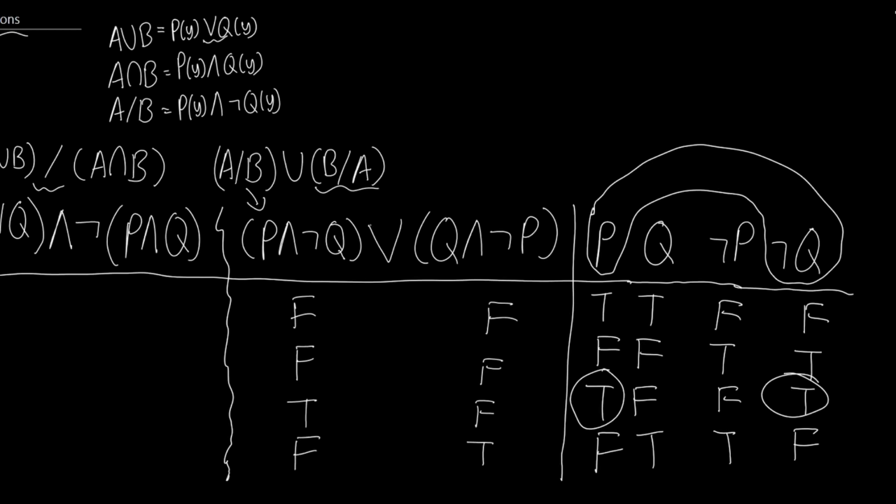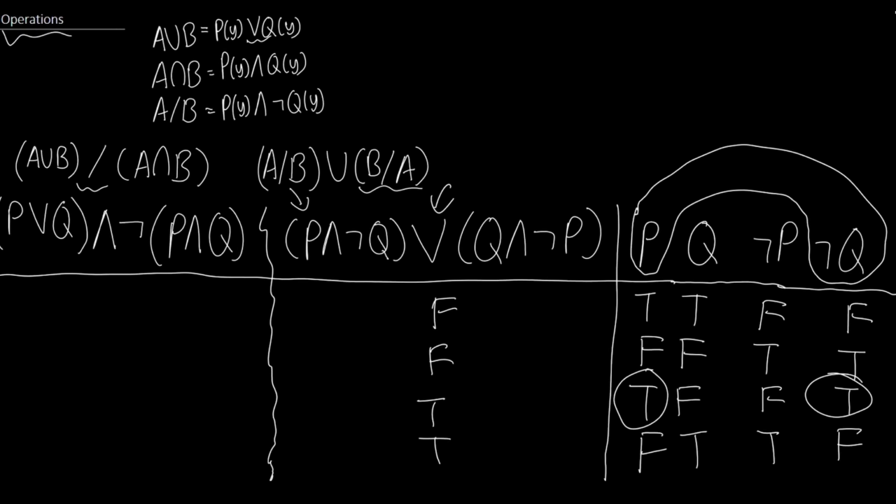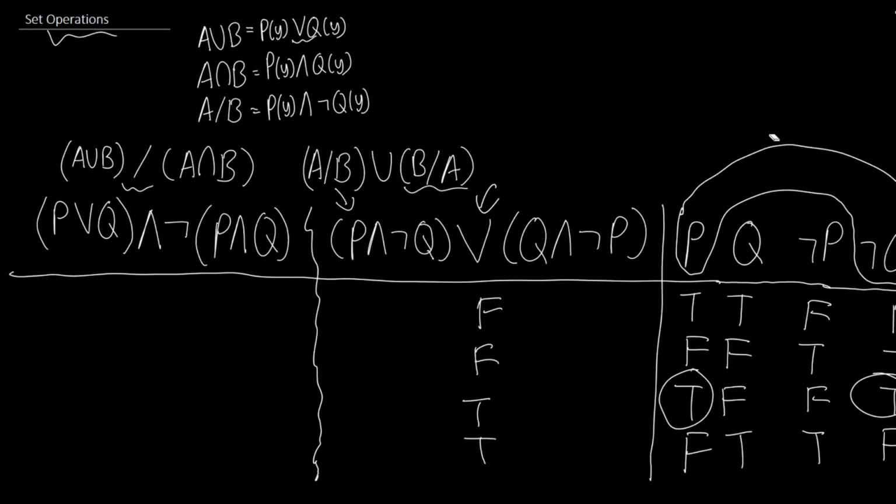All right, so we have an OR statement, right? This is an OR statement. And for an OR statement, we only need one truth. So this guy is true, this guy is true, this guy's false, this guy's false. So our final column should be F, F, T, T. Let's see if it's equal to what we're going to get on the other side.